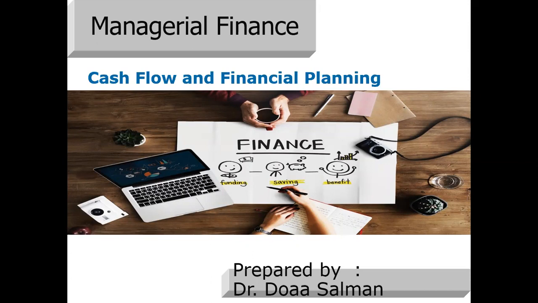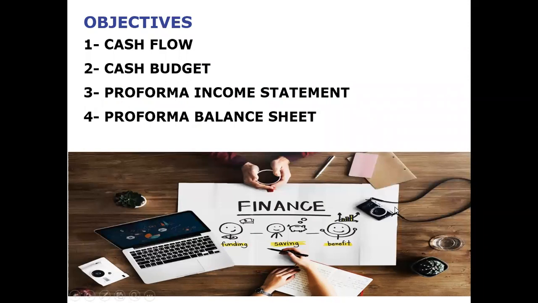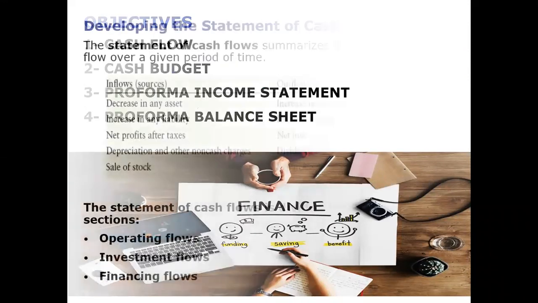In this video, we're going to look at the cash flow statement and other financial statements in preparation for financial planning. In the previous video, we started with the cash flow, and today we are going to recap the cash flow, its components, and how we can prepare it. Second, we are going to look at the cash budget and how we can plan for the future, in addition to the pro forma income statement and pro forma balance sheet when you are estimating the future income and the future balance sheet.